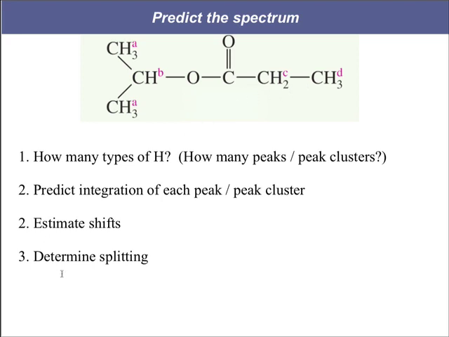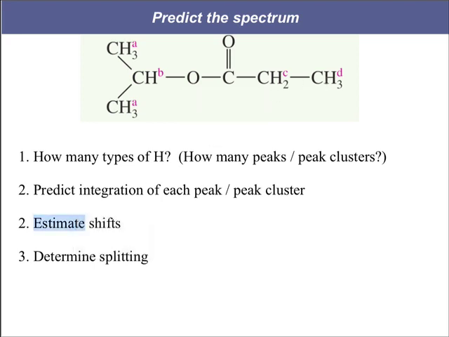The integration, we should have 1 for our B, 2 from our C, 3 from our D, and 6 from our A. That's what our integration should be. What should our shifts be? Let's think about what our shifts should be.